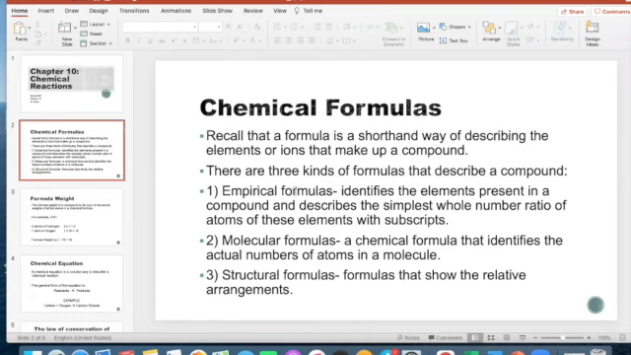So your empirical formula identifies the elements present in the compound and describes the simplest whole number ratio of those atoms with the subscripts. All right, molecular, this is the chemical formula. This identifies the actual numbers of the atoms in a molecule. And then the third one is structural. This shows the arrangement of the actual formula, right? So it's kind of like drawn out.